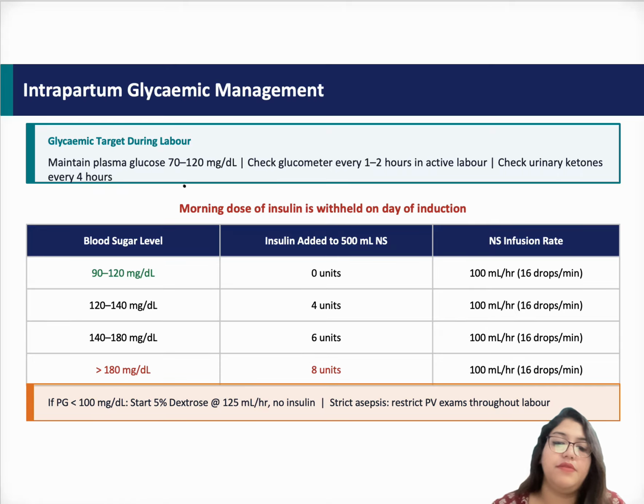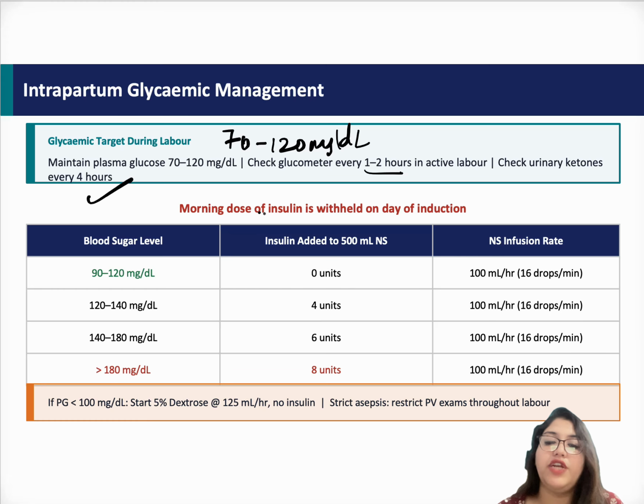Intrapartum glycemic management. So glycemic targets during labor. You have to maintain a plasma glucose of 70 to 120 milligram per deciliter. Check glucometer every 1 to 2 hours in active labor. Check urinary ketones every 4 hours. Morning dose of insulin is withheld on the day of induction.